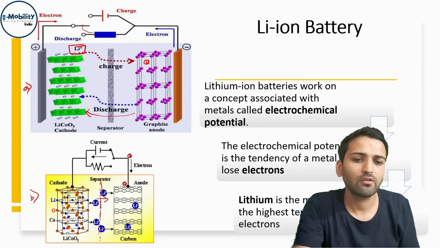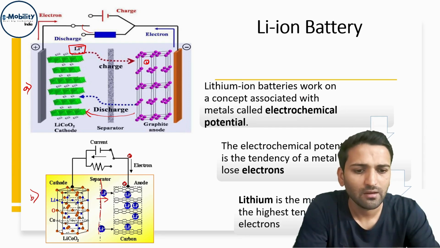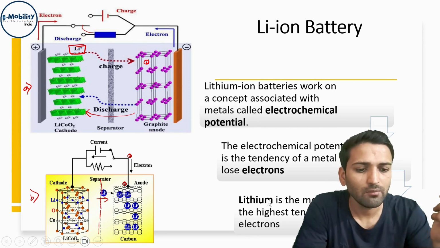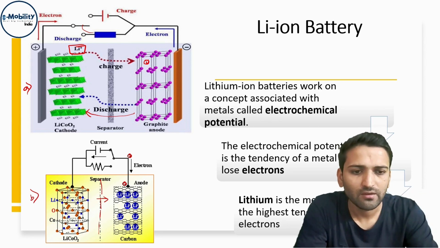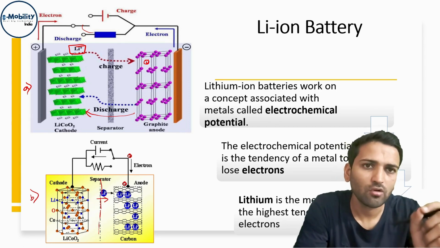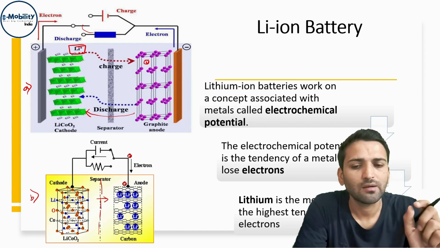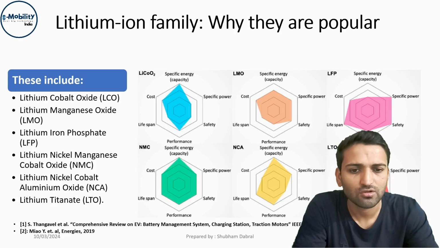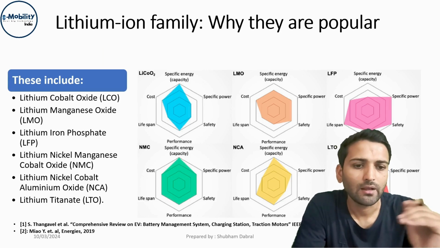So lithium ion works on the basic concept of electrochemical potential, which is a tendency to lose electrons, and lithium is the metal which has the highest tendency to lose electrons. So this is how a lithium battery works, and because the tendency to lose electrons is highest in lithium, that's why lithium is used, and not any other metal. So this is the lithium ion family and why they are popular.